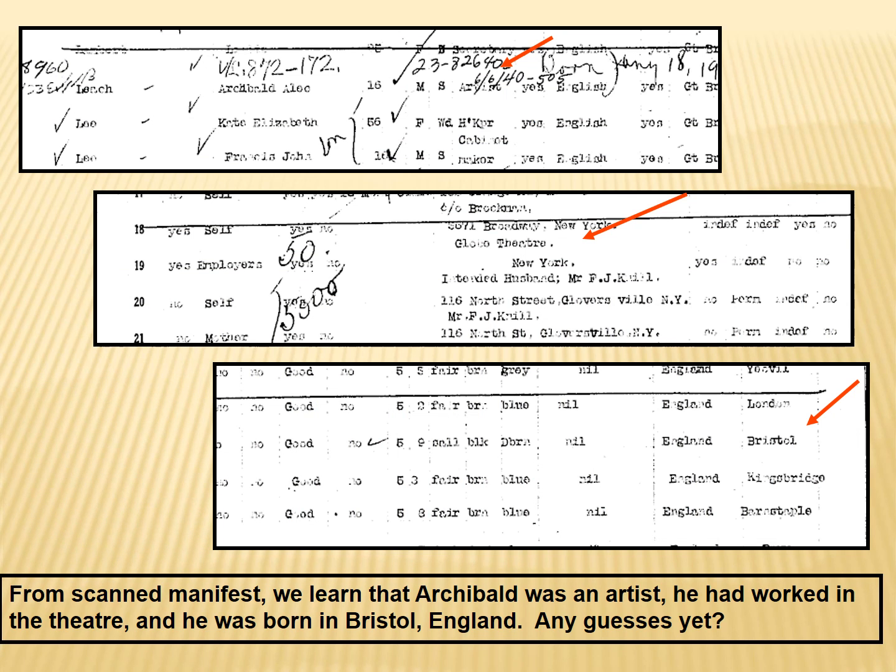From the scanned manifest, we learn that Archibald was an artist. He had worked in the theater and he was born in Bristol, England. Any guesses yet? Sure enough, it is one of the most famous of actors, Cary Grant.